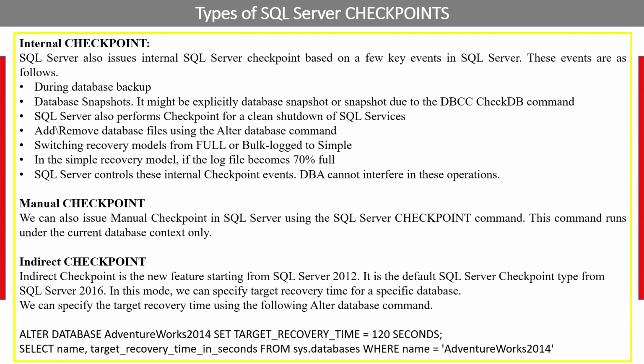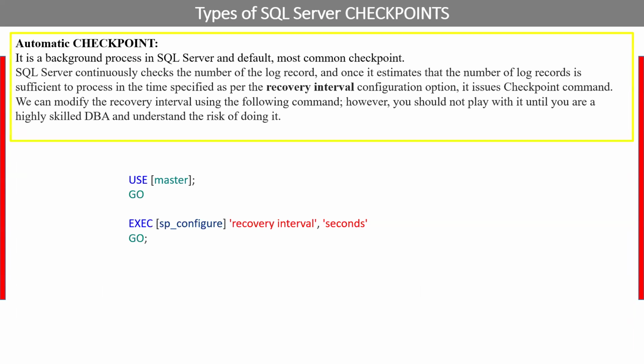For automatic, the value is zero by default. So if we are doing checkpoint at 0 seconds, why do we need indirect? Automatic checkpoint, in the backend, estimates the data, and when it triggers we don't know. Everyone will say it runs every 2 seconds or every 2 minutes. With the recovery interval at 0, it goes for an estimation of the number of log records.